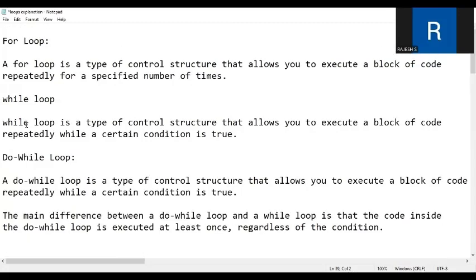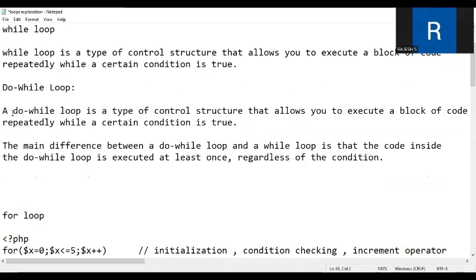While loop means a type of control structure that allows you to execute a block of code repeatedly while a certain condition is true. So we can use the while loop until the condition is satisfied.